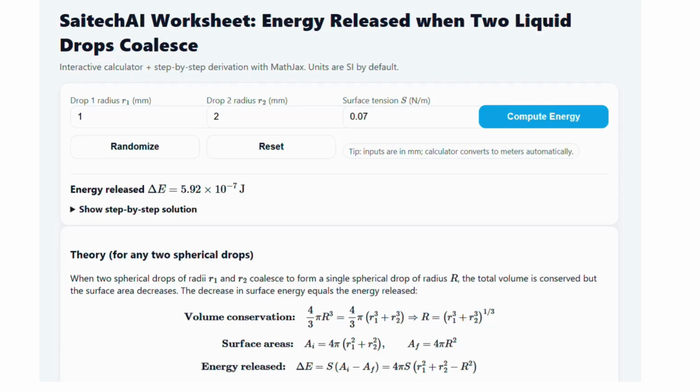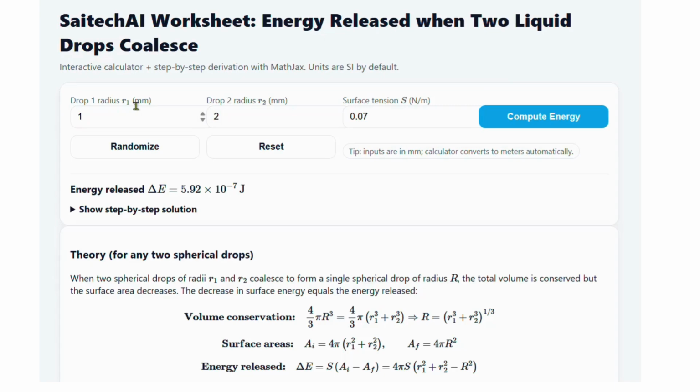Here I have given the saitechinfo worksheet: energy released when two liquid drops coalesce, mix. This is an interactive calculator. You can find the step by step derivation, and all the units are given in SI.